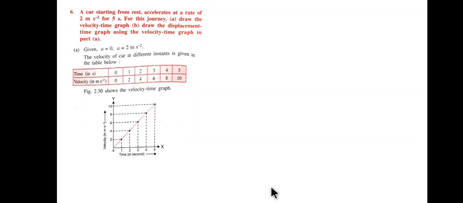Next is question number 6. A car starting from rest accelerates at a rate of 2 meters per second squared for 5 seconds. For this journey, draw the velocity time graph, and draw the displacement time graph using the velocity time graph in part A. So here, since the car starts from rest, its initial velocity u is equal to 0, and its acceleration is 2 meters per second squared.